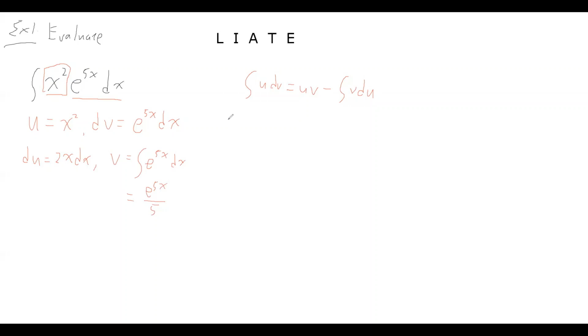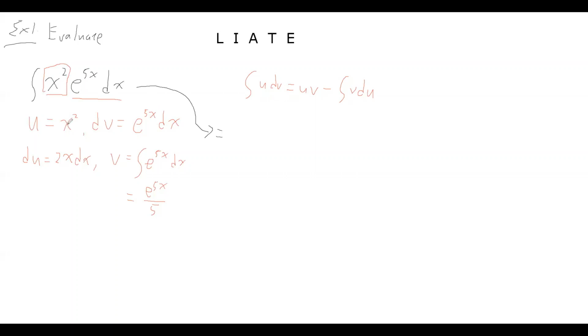So from this point on, we have everything we need. We know that the integral of u dv is equal to this thing. That means we can rewrite this integral as the right hand side, right?